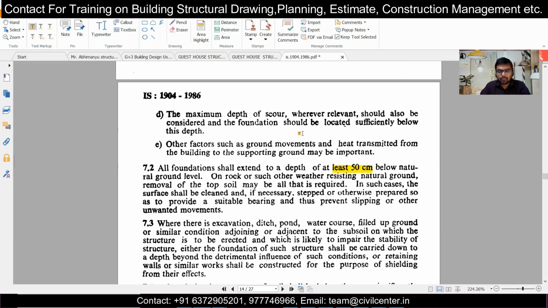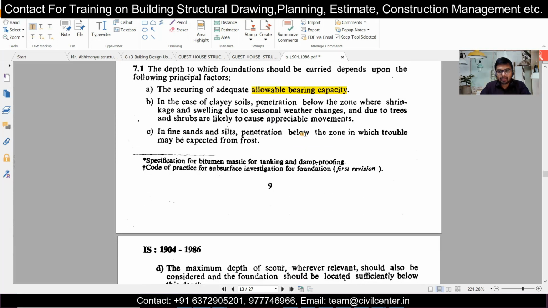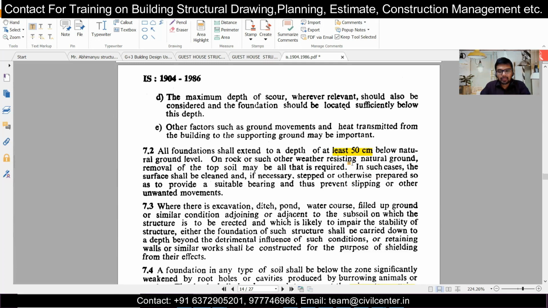Other factors like ground movements and heat transmission from the building can also be taken into account, such as ground movements if you have a road nearby, or vibrations, as you can see. These are all the things taken into account, but there is no specific number. Here we have a number: the minimum depth of footing is 500 mm. This is the first number we have in this code.